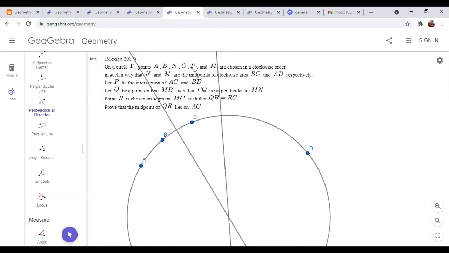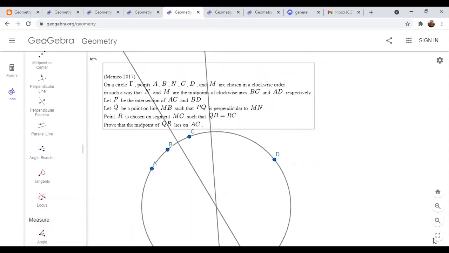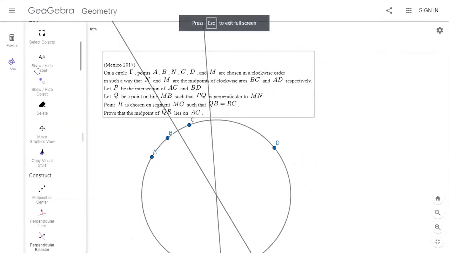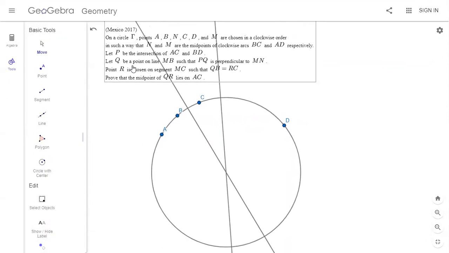Wait, C, they mean CM and B? Oh, maybe it's the others. Okay, so M is the midpoint of like the bottom arc. Okay, so let me zoom out or maximize. So ABC.